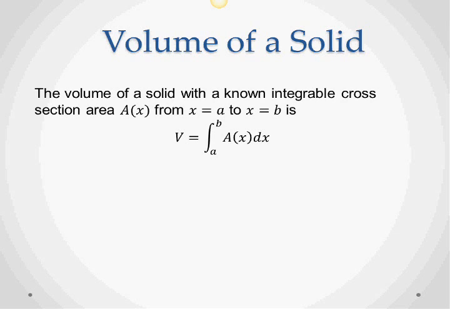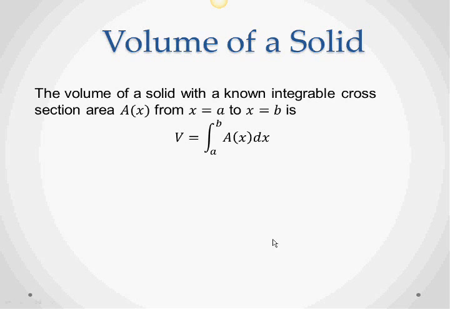So this whole span of time so far, we've just been discussing area, and that the area under the curve is the definite integral. So now we're talking about volume, and so we're adding another dimension to this. The volume of a solid with a known integrable cross-section area, A of x, from x equals A to x equals B, is volume is equal to the integral from A to B of A of x dx.